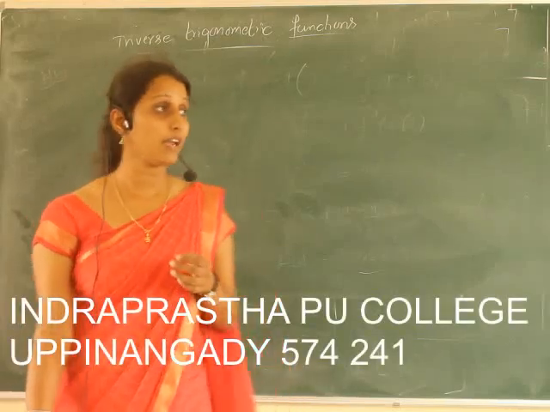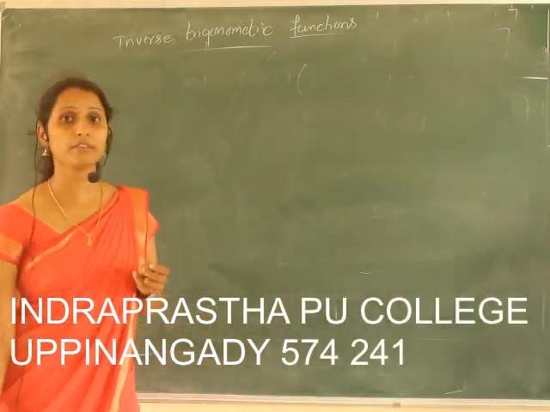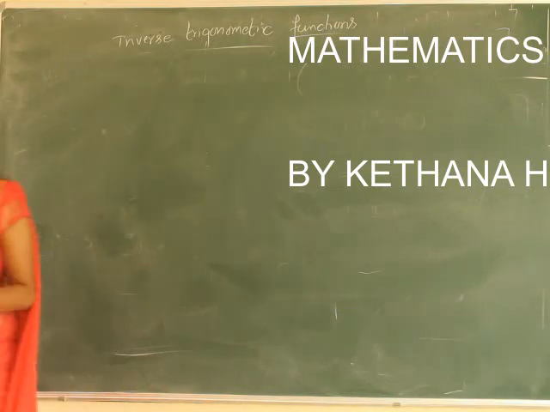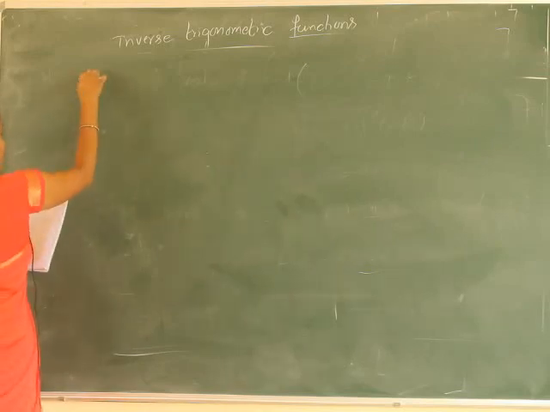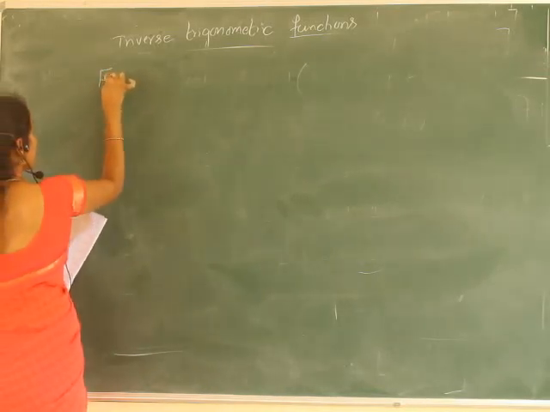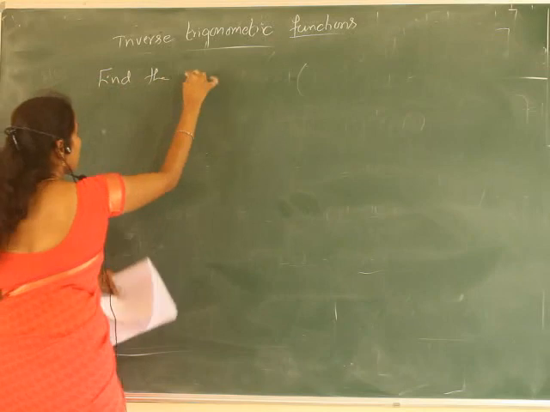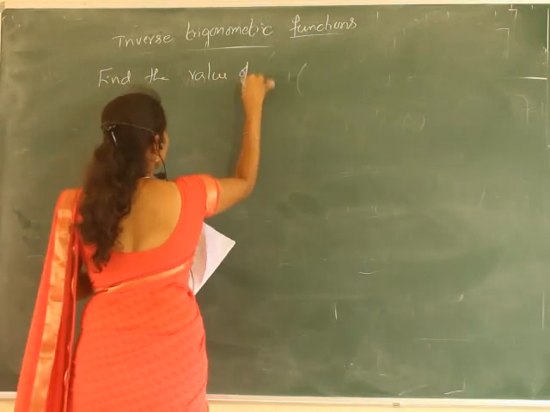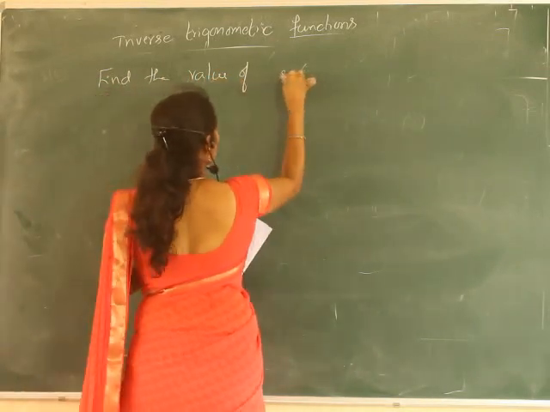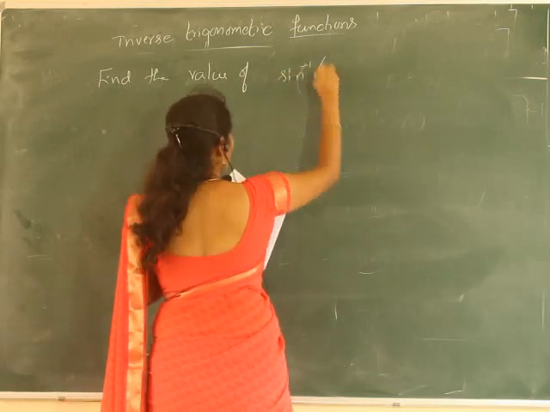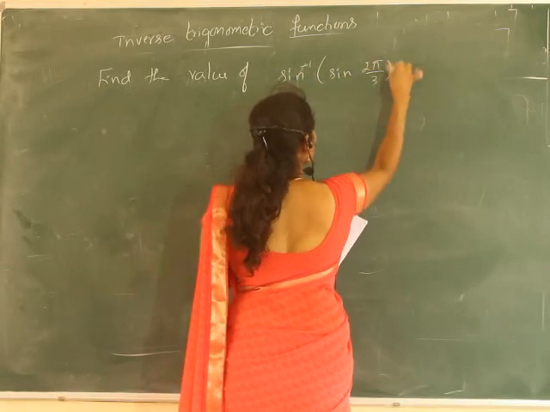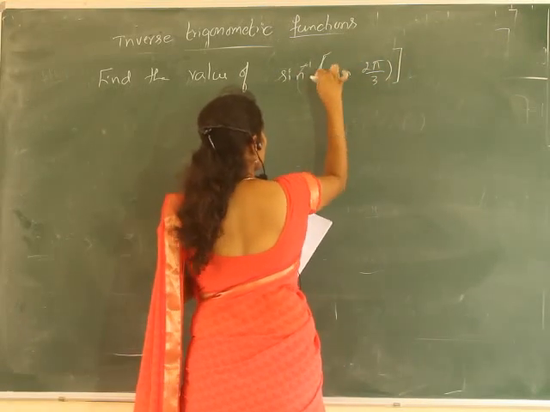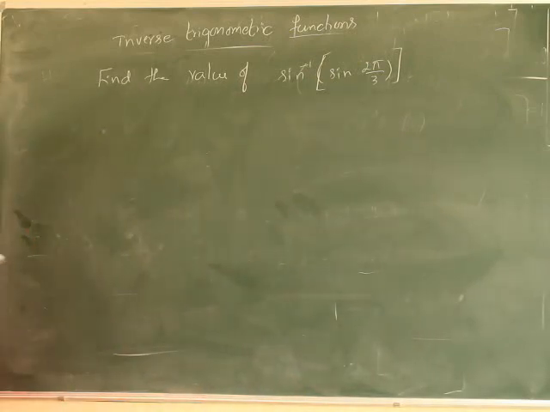Hello students, we have solved some of the problems of inverse trigonometry functions. So next we solve some other kind of problems, that is to find the value of given trigonometric functions. Find the value of sine inverse of sine 2 pi by 3.